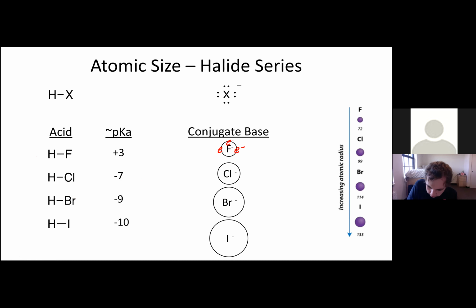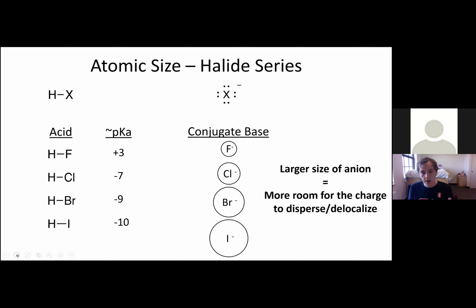And you can imagine for fluorine in its valence shell that the electrons are very close to each other. So there's some repulsion and some destabilization of that state. But for something like iodine, the electrons have a larger area to explore in that valence shell. And that helps to bestow stability because there's less repulsion and the electrons are in a more stable state. So all of this is to say that the larger the size of the anion, there's more room for the charges to disperse and delocalize. And we see with that delocalization of charge a decrease in the pKa and things becoming more and more acidic.